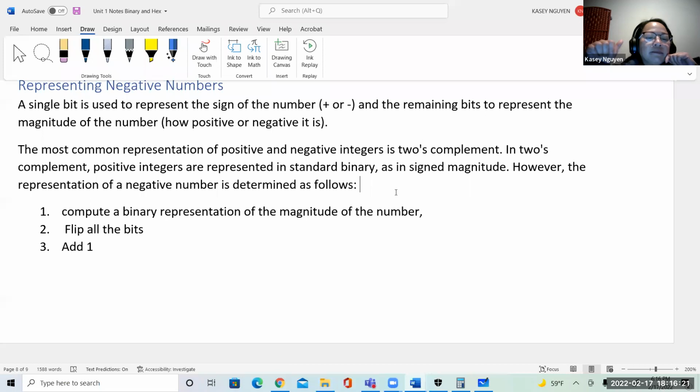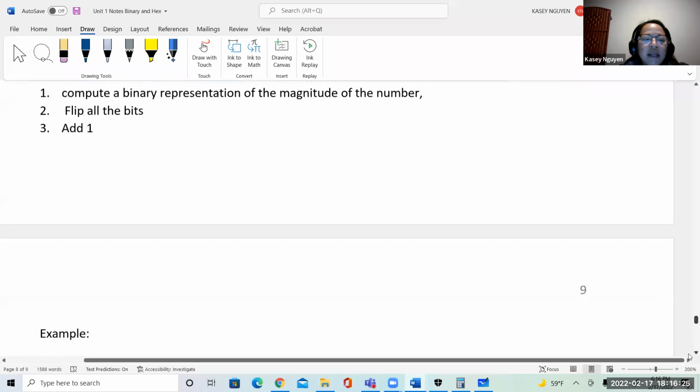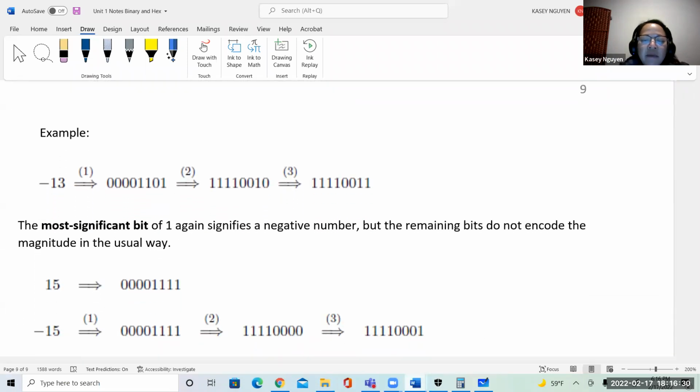Okay. So that's the process for the 2's complement. And so now I'm going to go to the lab.